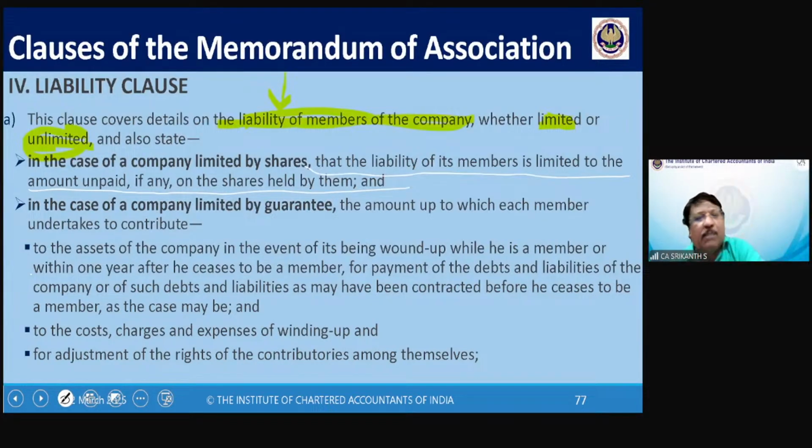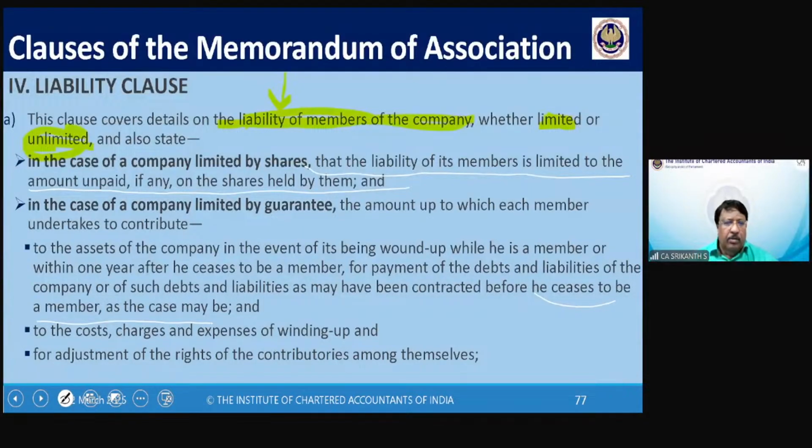That is, in the memorandum of such companies, the signatories will agree to pay a certain amount. They will undertake to pay an amount to contribute to the assets of the company in the event of its being wound up, while he is a member, or within 1 year after he ceases to be a member, etc. So, if he ceases to be a member, then his liability will be there only for 1 year after that. For payment of the debts and liabilities of the company or for such debts as may have been contracted before he ceases to be a member, as the case may be, and the cost and charges and expenses of winding up, and for adjustment of the rights of contributories among themselves.